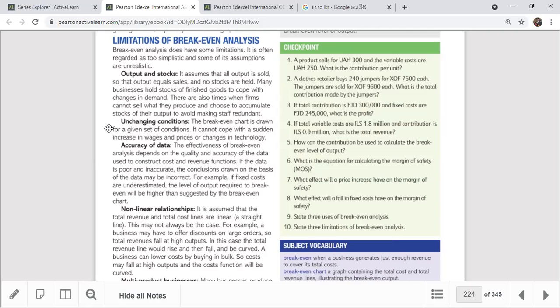So this is an unrealistic assumption. And also unchanging conditions: break-even assumes that the external environment and everything are stable, but this is also an unrealistic assumption. Sudden changes can happen: inflation, technology, right? Economic recessions, pandemics can come. So conditions are changing. Therefore, this is also an unrealistic assumption.